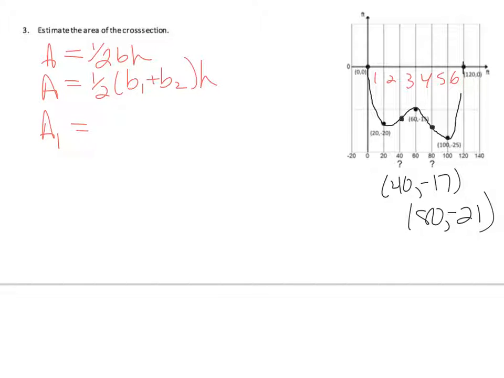The first one's a triangle. I'm going to say the base is 20 because we're going to take that as the base, and the height, make it a right triangle, and the height is going to be also 20. 1/2 times 20 times 20. We don't take into account negatives because we can't have a negative height. And we're at 200.